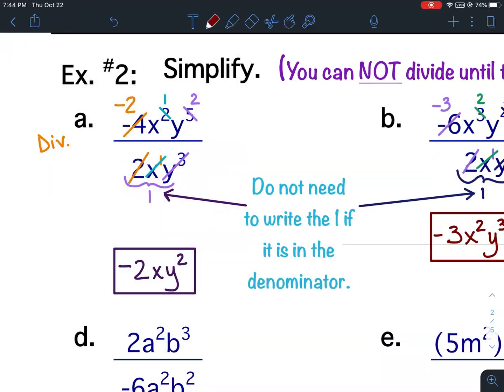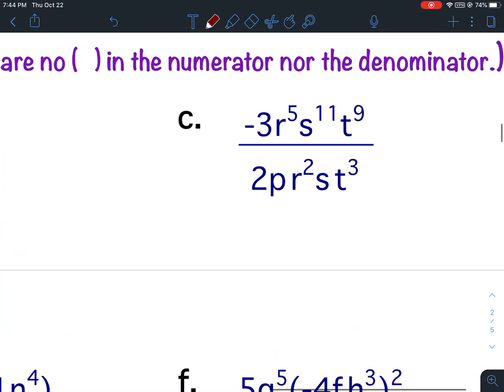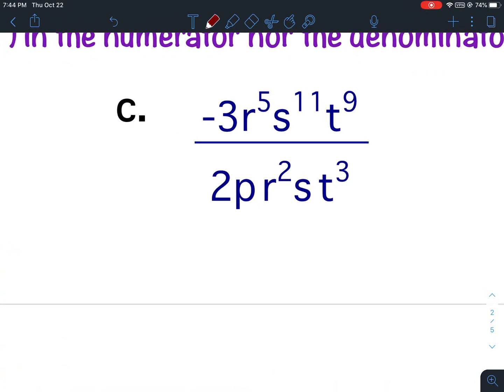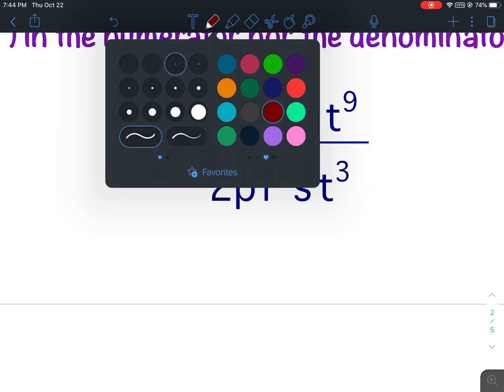So for this one, there's nothing to do with the coefficients. I leave them alone. All right, so I'm going to put a 1 on the P and a 1 on the S. Again, the -3 over 2 stays -3 over 2, so I don't touch the coefficients. They are already in simplest form.